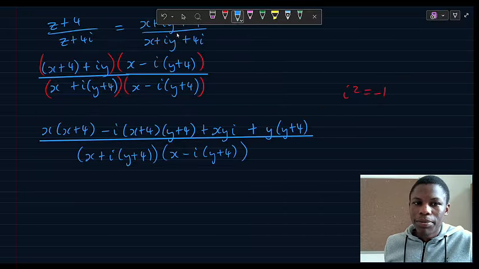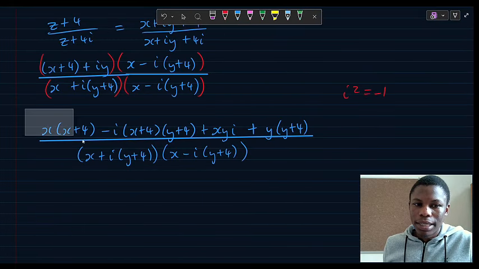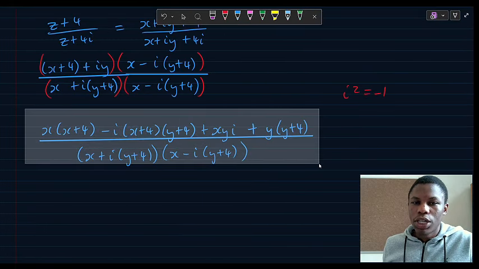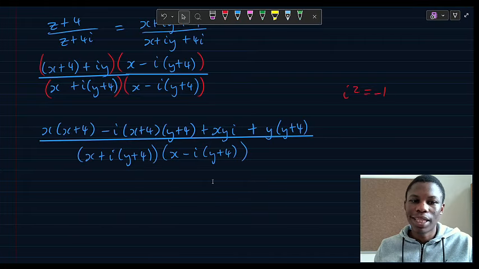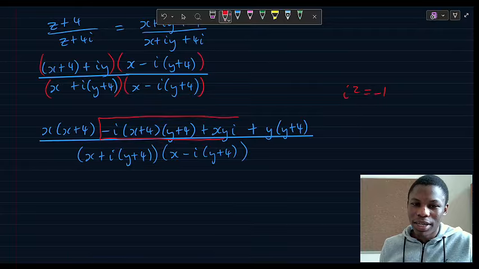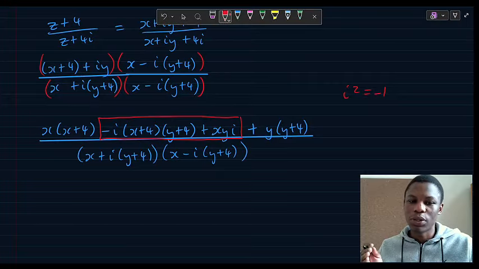So now keep in mind that this whole thing that we have has to be real. That means the imaginary part of this thing has to be equal to 0. If I can figure out where the imaginary part is coming from, then I can equate that to 0. Our imaginary part is going to come from here, because that's where we're multiplying by i. And we know that this imaginary part has to be equal to 0.